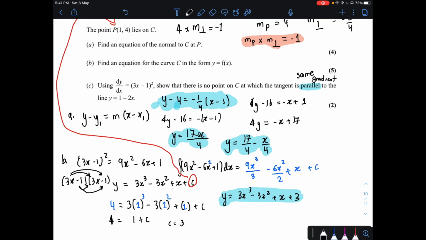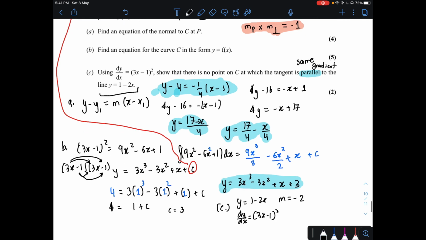So the easiest one to find out is the line y equals 1 minus 2x. So the line y equals 1 minus 2x has a gradient of minus 2. Now, for the curve C, the gradient of the tangent can never be negative. Why? Because you can see the dy over dx, the function itself, (3x minus 1) whole squared. Any number you put in here, it'll always be at least 0 because it's squared.